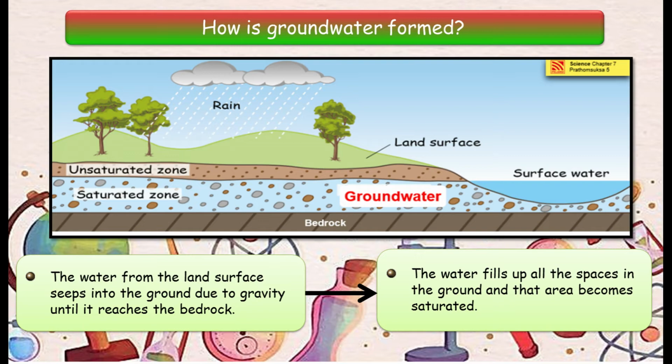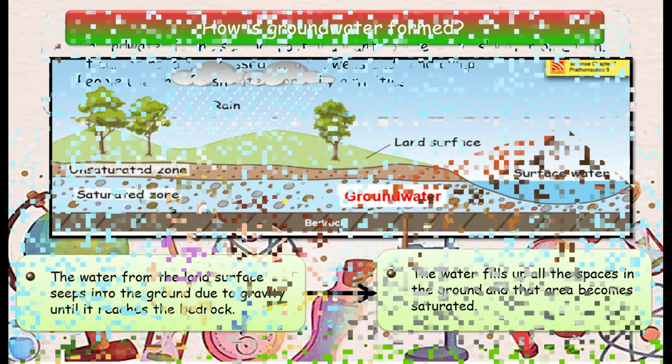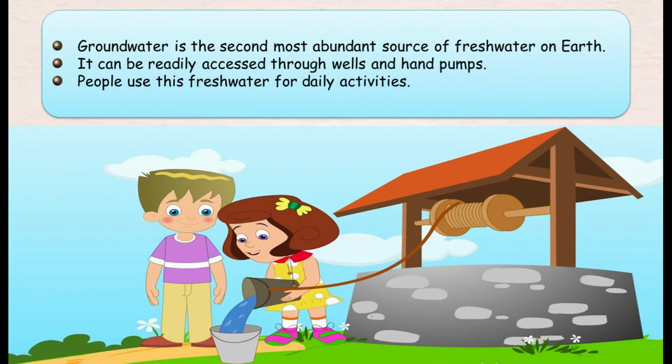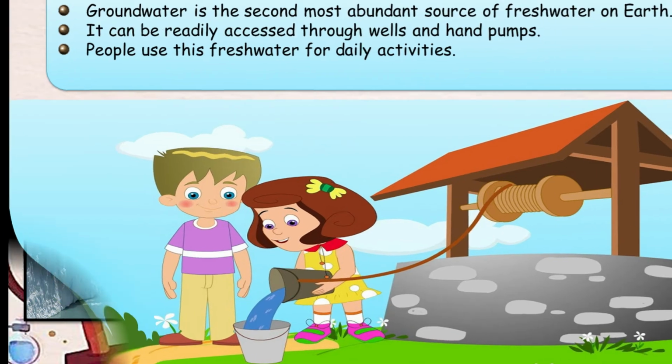Sometimes, the groundwater seeps up to the surface of the water source like lakes and seas. Groundwater is also fresh water. Groundwater is the second most abundant source of fresh water on Earth. It can be readily accessed through wells and hand pumps. People use this fresh water for daily activities.